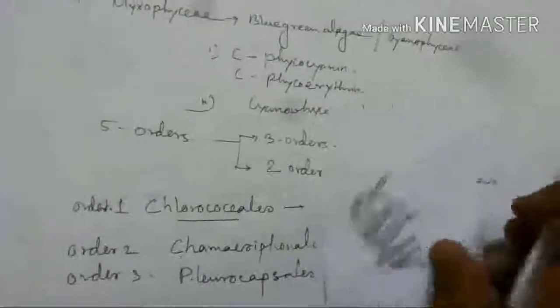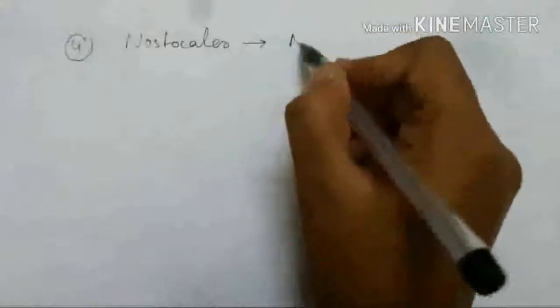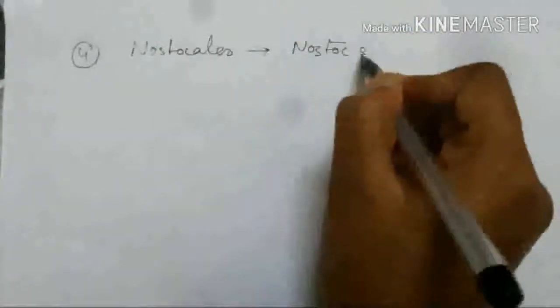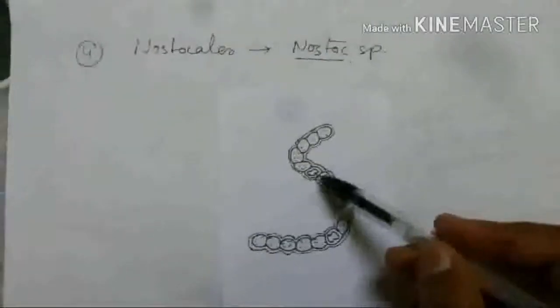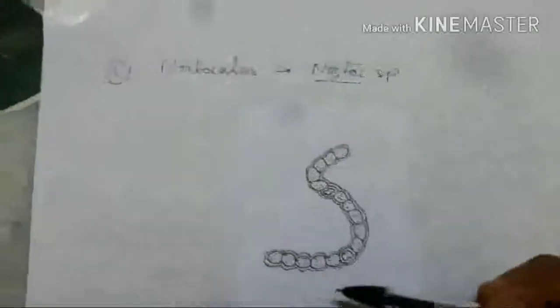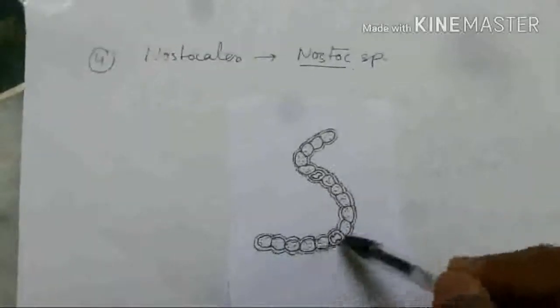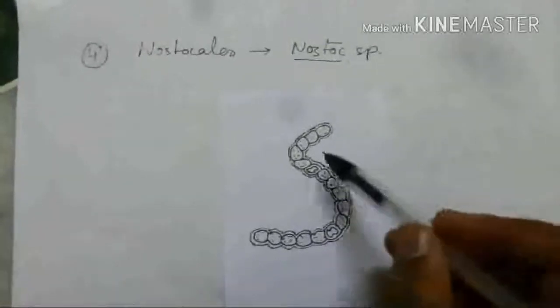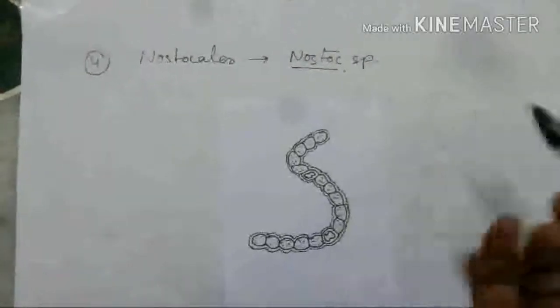Now the next two orders. The fourth order is Nostocales, and we know the example of this order is Nostoc algae. Previously I told you the hormogonia are present in this algae. Individual cells are attached unidirectionally and form a filament or trichome, and this trichome is embedded in a gelatinous sheath. So this is a Nostoc algae.